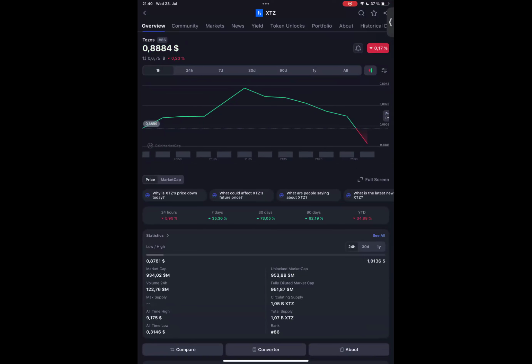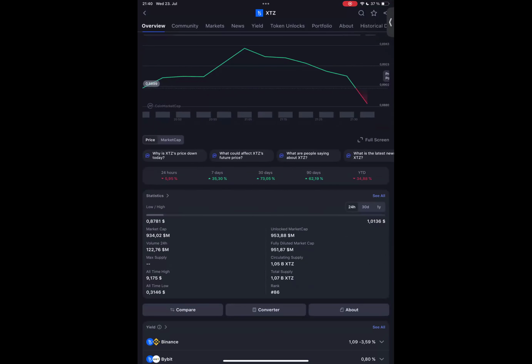Okay. You can download CoinMarketCap and read more about it. Like, for instance, why is the price down? What could affect XTZ futures price? What are people saying about XTZ? You read more to know, then you can give your final decision whether to keep it or sell at a loss so that whatever you lose, you get it back from another coin.